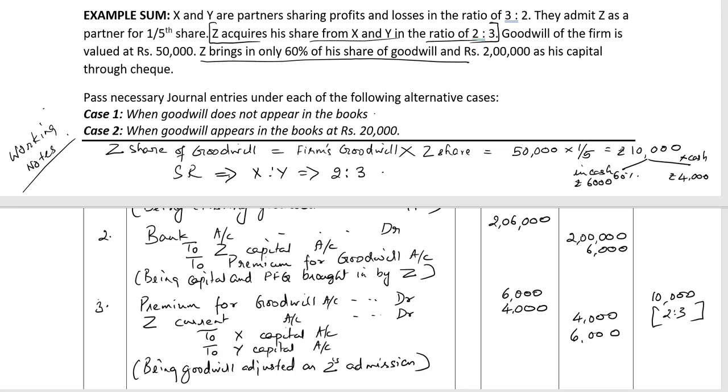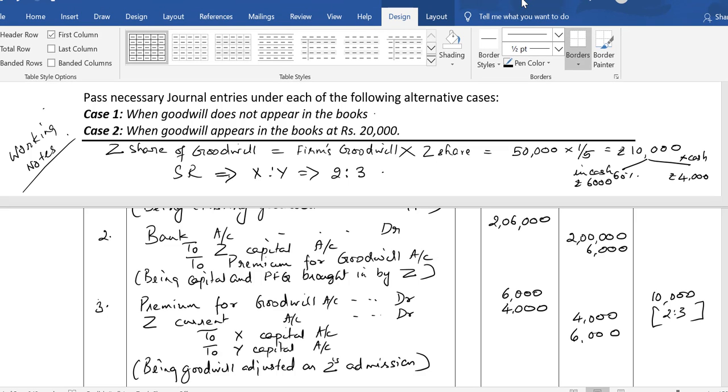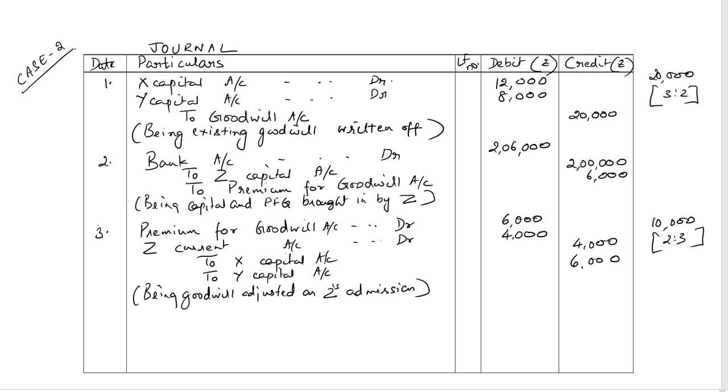I'll remove the split and we can view all the three journal entries under case 2. So these are the three journal entries under case 2. Since goodwill already appears in the books at rupees 20,000, we wrote it off among the old partners in their old profit sharing ratio, which is 3:2.